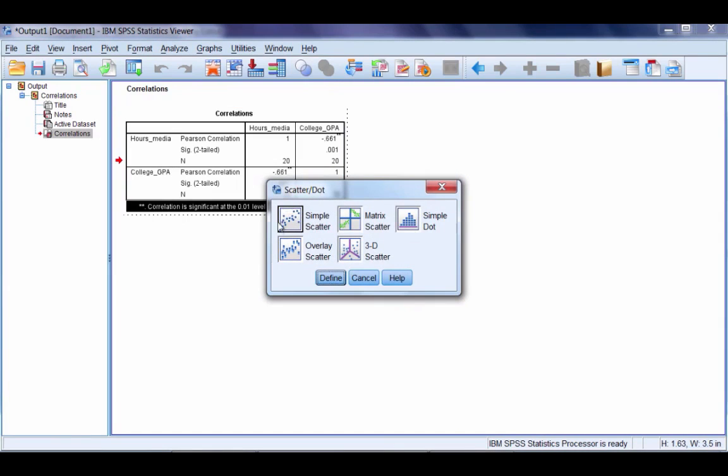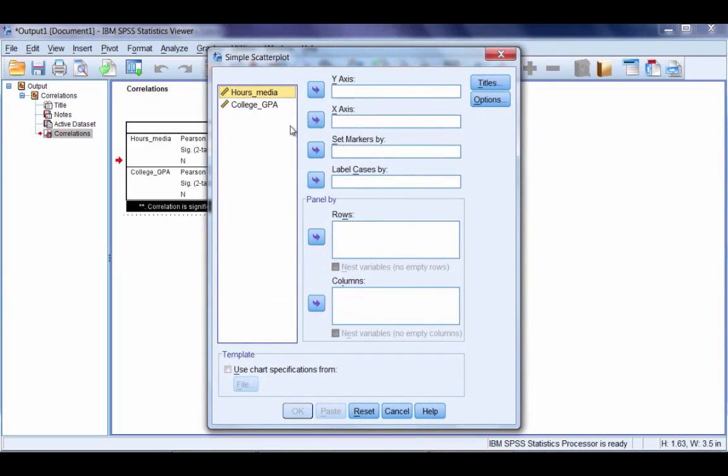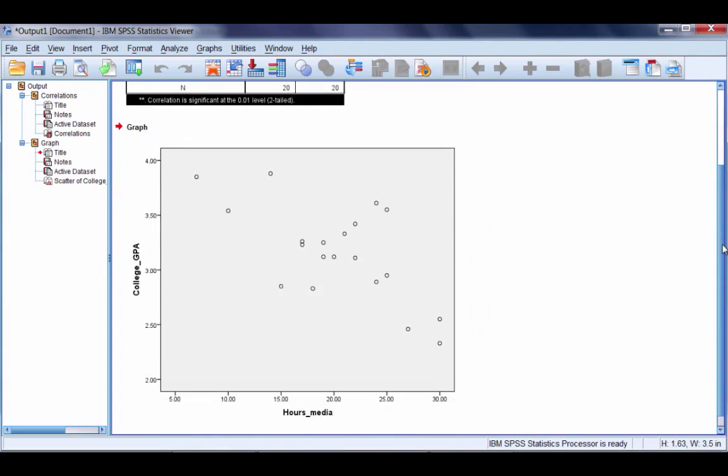Notice Simple Scatter has the box around it. We want to go with this default option, so go ahead and click Define. Here, I'll put college GPA in my y-axis box, and I'll put hours media in my x-axis box. Now, if you wanted to, you could put hours media in the y-axis and college GPA in the x-axis. In other words, flip these variables, and that would be fine as well. Next, we'll click OK. And then we get a graph, which is output.